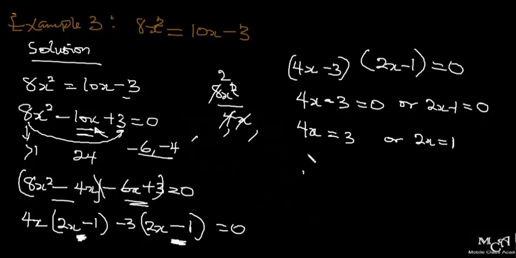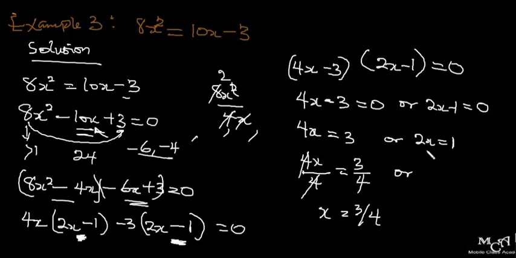Now, we want the x to stand alone. What are we going to do? We are going to divide everything by 4 because the 4 is disturbing the x. So on this side also we are going to do 3 divided by 4. 4 goes there 1, 4 goes there 1. So our x new value is 3 over 4.